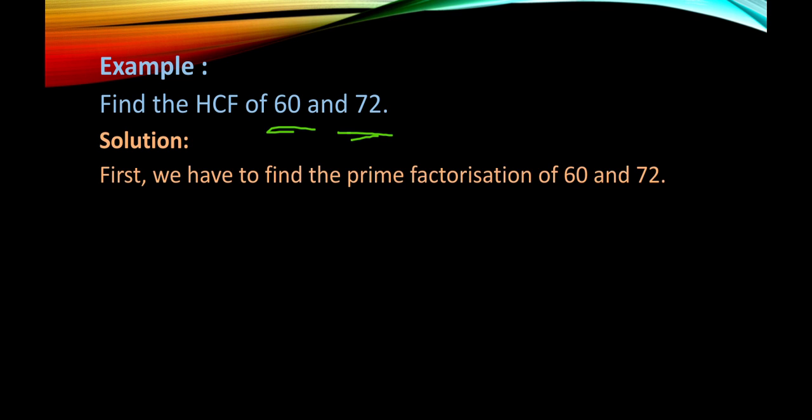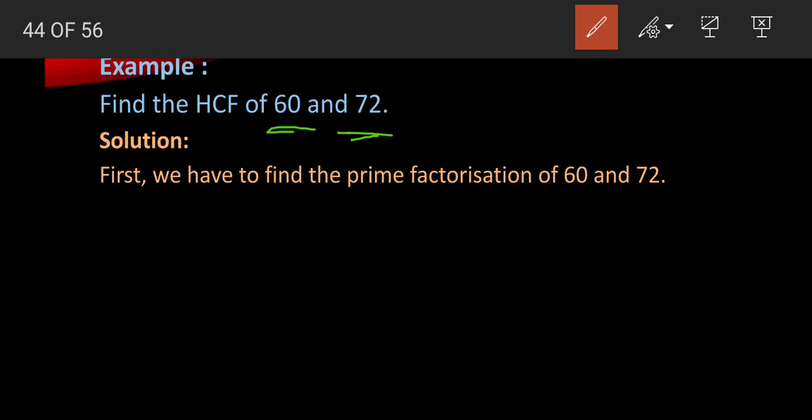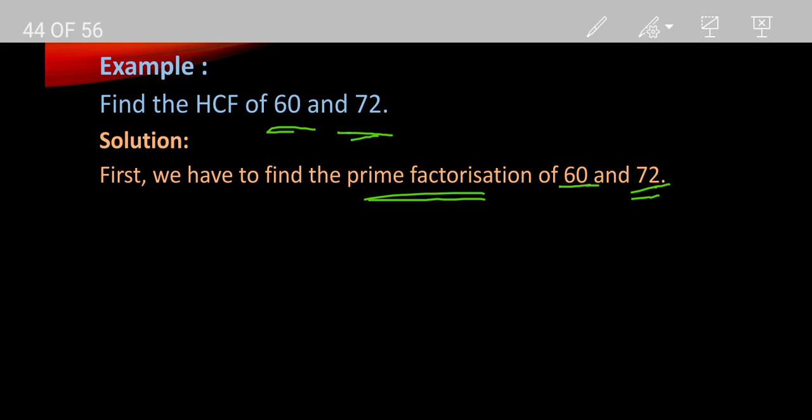Here is an example. Find the HCF of 60 and 72. Here we have to find the HCF of these two numbers. So here is the solution. First, what to do? We have to find the prime factorization of these two numbers, that is 60 and 72. So how to find that? Look at this. Here is 60. We have to prime factorize 60, so we have to convert 60 as the product of prime numbers.